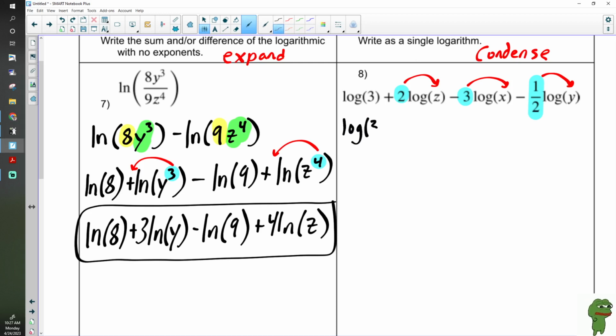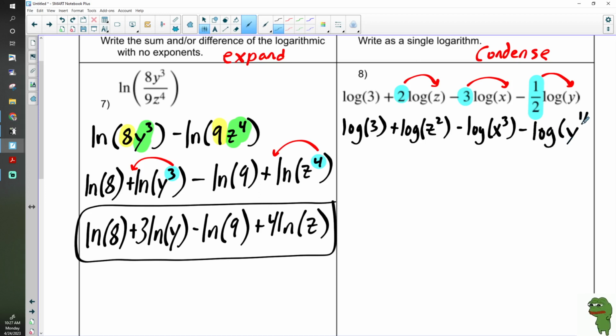Log of 3, putting the 2 back inside, plus log of z squared, minus, log of x to the third, and I know this is a fraction, but we still do the same thing, log of y to the power of 1/2. Okay, all of our exponents back on the inside. Put all of our exponents right back on the inside.